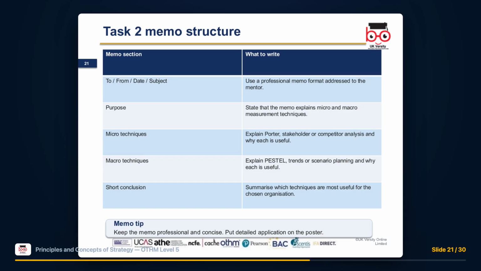Here's the Task 2 memo structure. Start with a professional heading, to, from, date and subject, addressed to your mentor. State the purpose, that the memo explains micro and macro measurement techniques. Explain the micro techniques, such as Porter's, stakeholder or competitor analysis, and why each is useful. Explain the macro techniques, such as PESTLE, trends, or scenario planning. And finish with a short conclusion on which techniques are most useful for your organization. Keep the memo concise and put the detailed application on the poster.